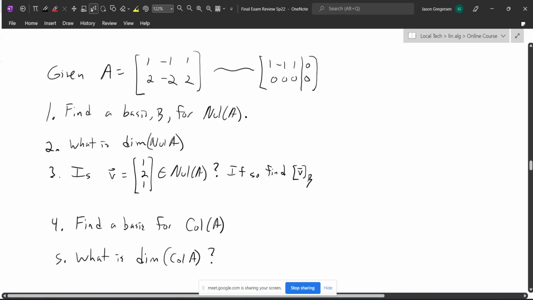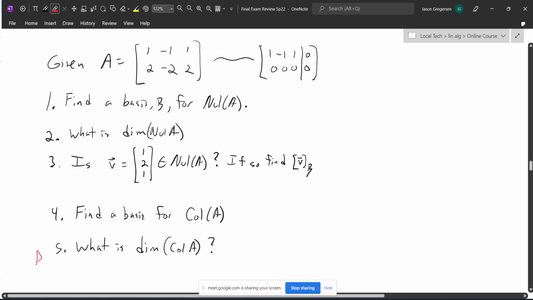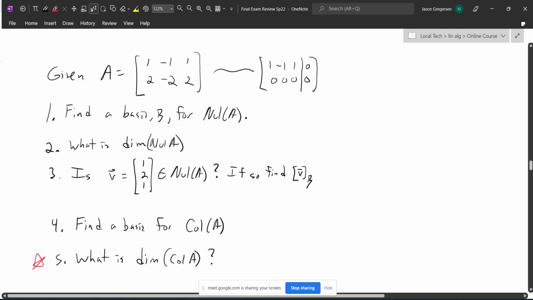So work on those problems. When you get all the way to the end, enter your answer to the last one into the chat. Enter your answer to the dimension of the column space, or the rank of A, into the chat. That way I'll know you've had enough time to work on it.